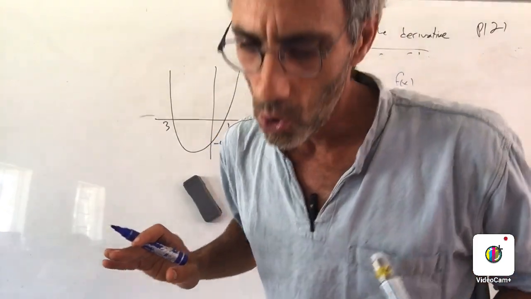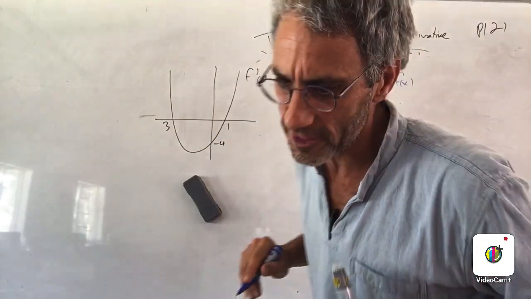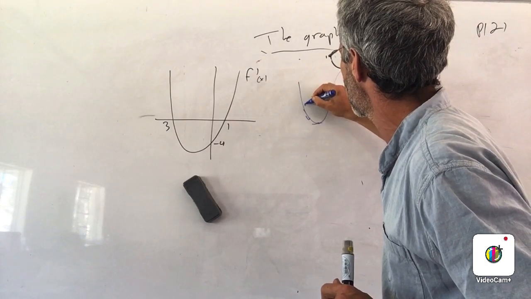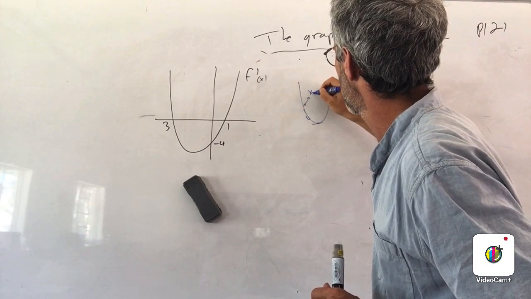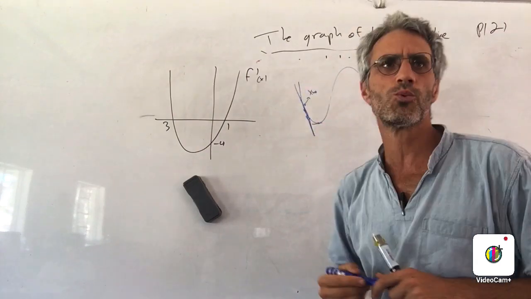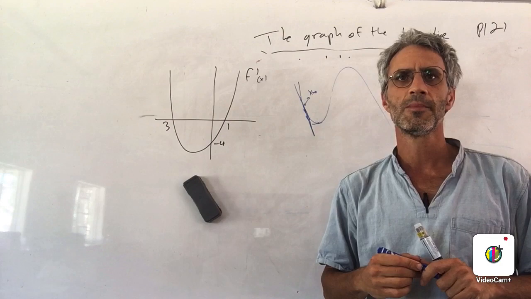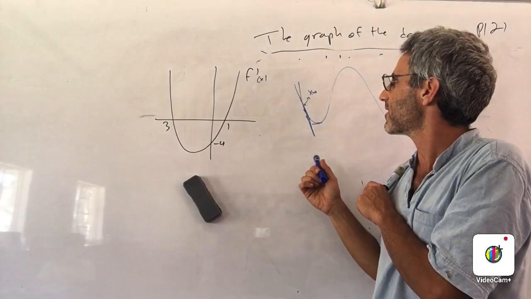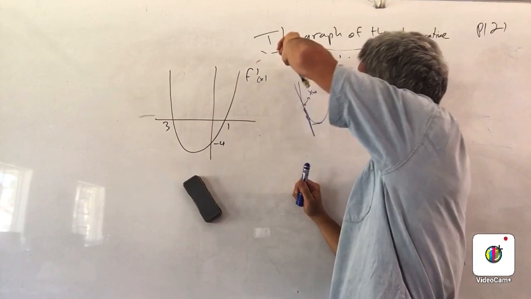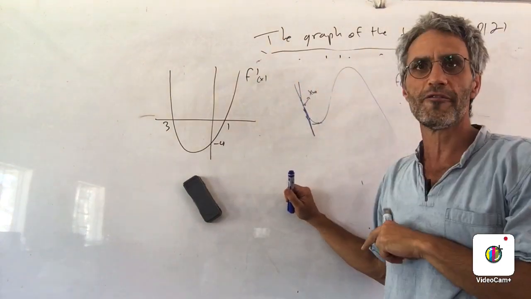What is the gradient of the tangent at x equals 0? Let's say this is x equals 0. Now we're going to have a tangent here. The tangent will have a certain gradient. How would I know what the gradient is? Well, I will figure out the gradient because the gradient is the same as the value of the derivative.